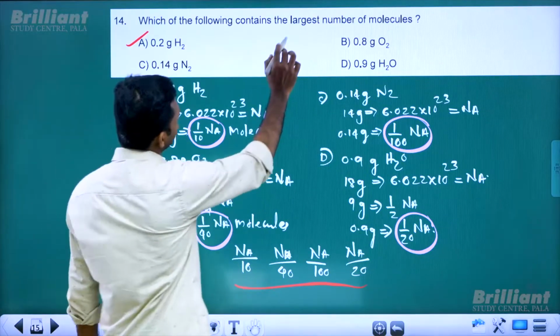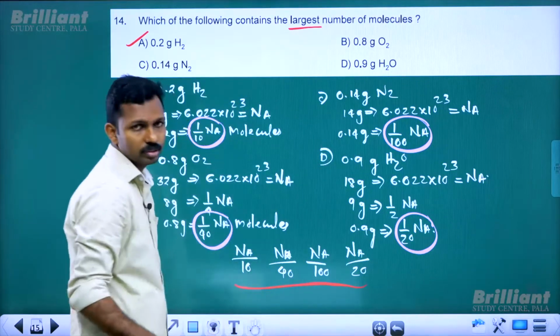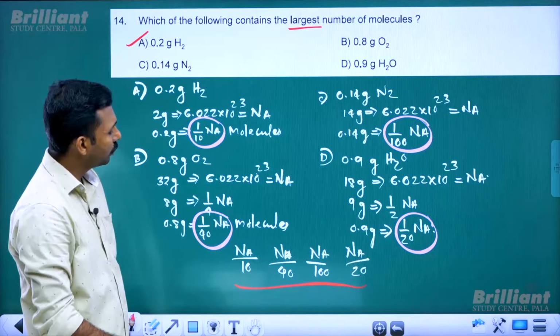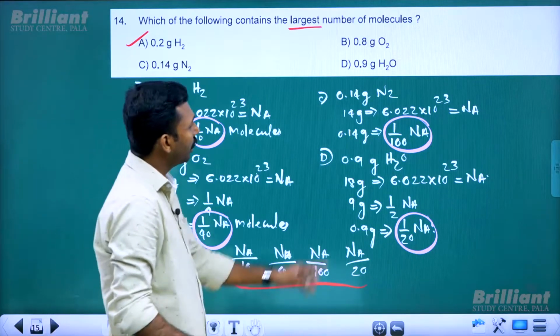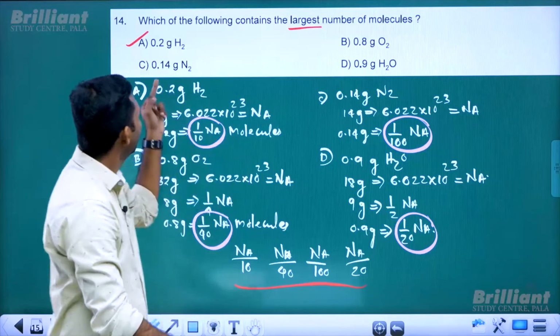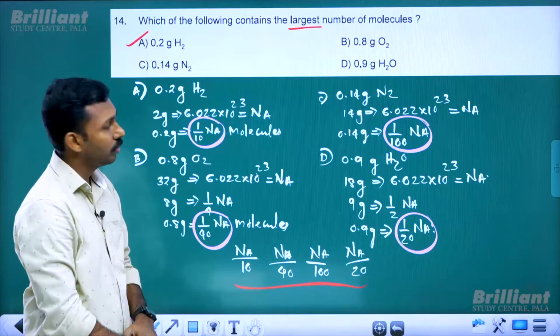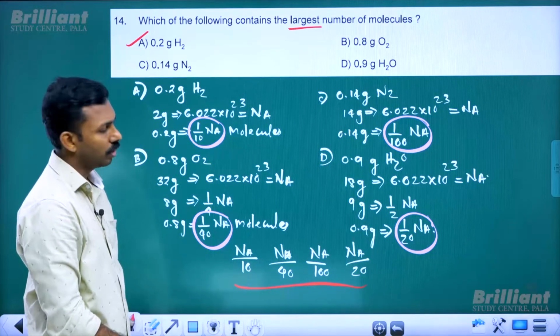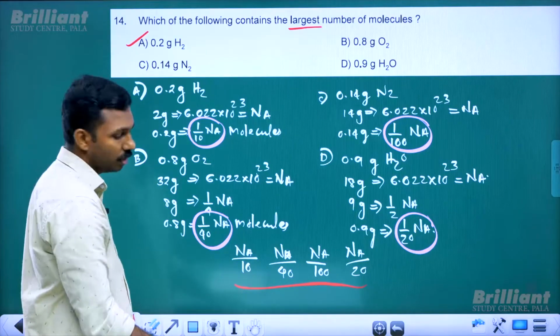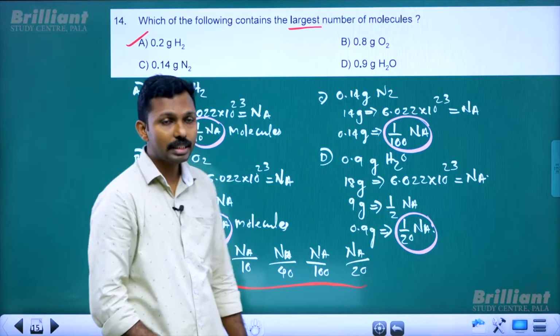Suppose we are asking for the smallest number of molecules, then which option can we choose? Yes, Na by 100, that is C. C will be the answer option. It is having the lowest number of molecules, while the other is having the highest number of molecules, right? So for the 14th question, the answer option is A, no doubt.